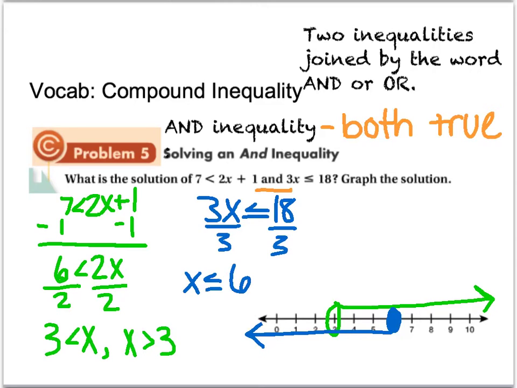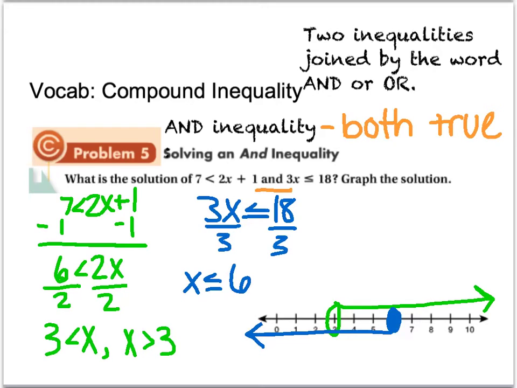What about 3? Would 3 work? No, that's an open circle. What about 6? Yes, it is a closed circle, so our x is less than or equal to 6. That's true. And then as you can see, x is greater than 3. That includes the 6. So since that's a closed circle and it's included in the x is greater than 3 inequality, that would be true.